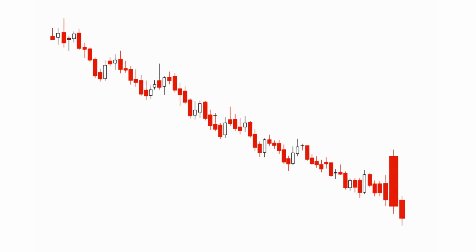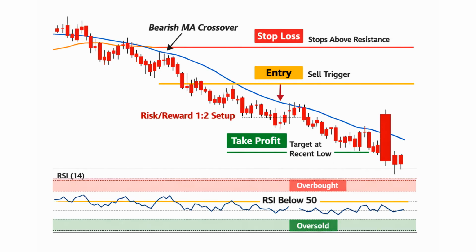Let's move on. How to find high probability bearish reversal setups. You've just learned the different bearish reversal candlestick patterns. Now, let's take it a step further and learn how to identify high probability trading setups with it. Here's how you do it.